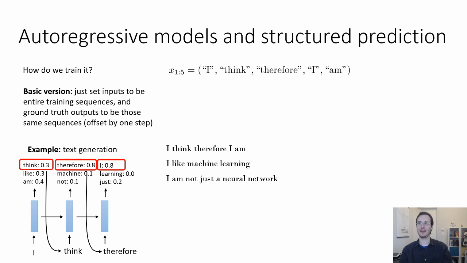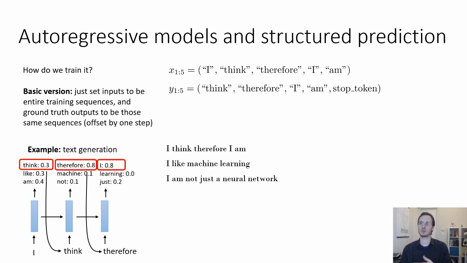So your x's are going to be all of the tokens in the sentence, except for the very last one. I think, therefore, I am. All the tokens in the sentence. And your ground truth outputs are going to be all the tokens shifted back by 1, and then the last one will be replaced with a stop token.